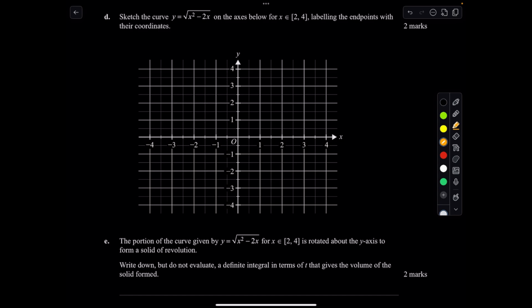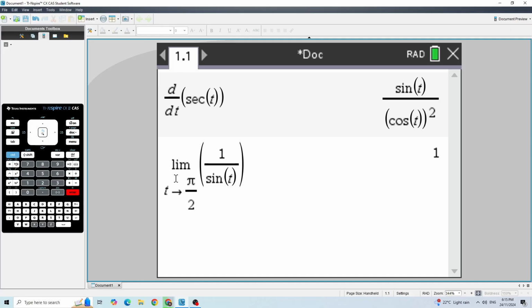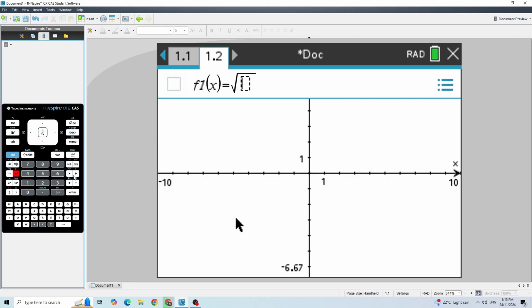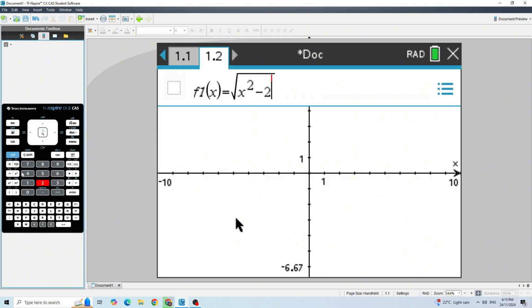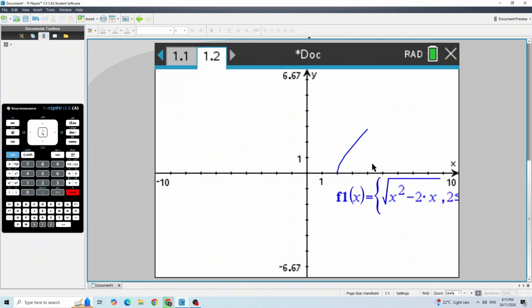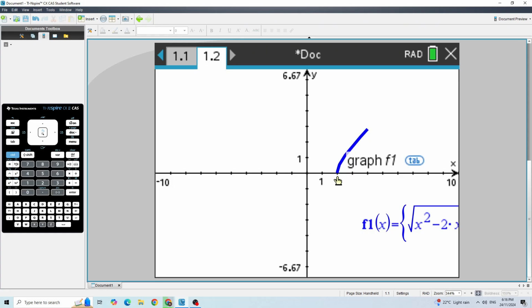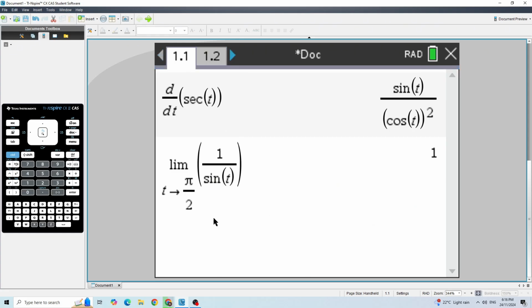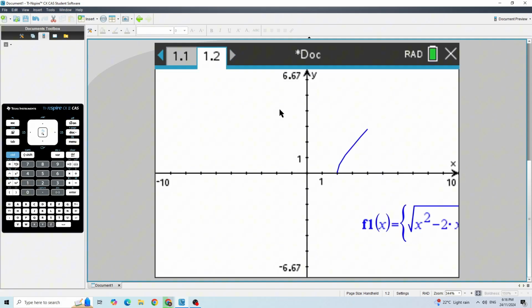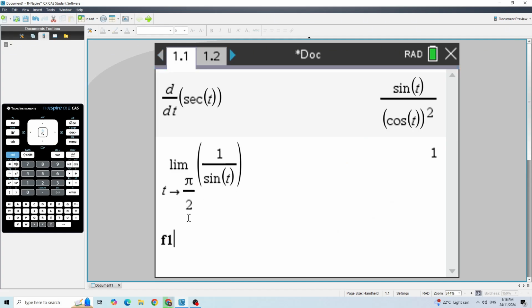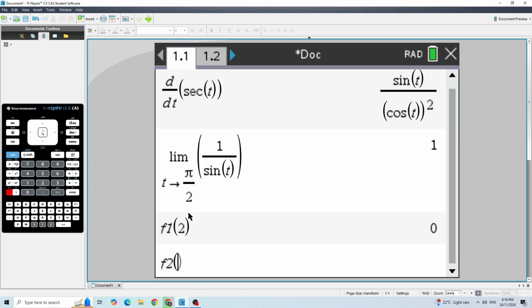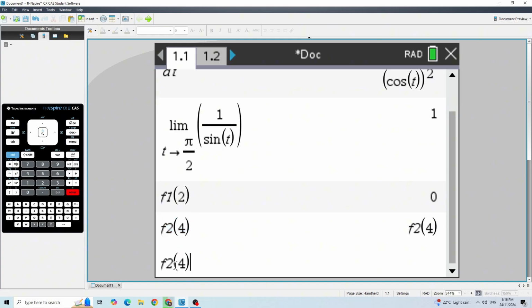Next question. Sketch the curve of this on the axis from 2 to 4, labeling the endpoints with the coordinates. Let's do that with our CAS. We can just put it in here. Let's go to our CAS and graph this. The square root of x squared minus 2x, where 2 is less than or equal to x, less than or equal to 4. I'm going to make sure it's in the same scale, so this is what it looks like. What is the y value? That's 2 and that's 4. I just want to get those y values to be 100% sure. f1 is basically this function, by the way, if you're wondering. What's f1 of 2? Yep, the y value, and f1 of 4.